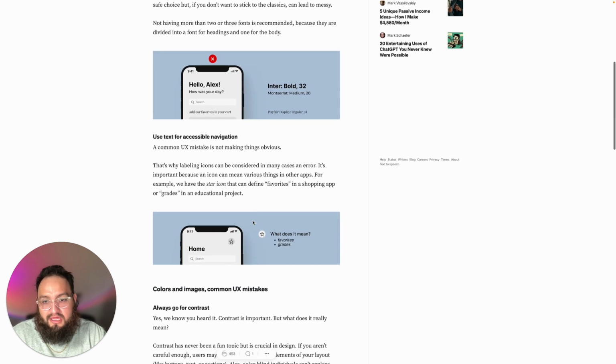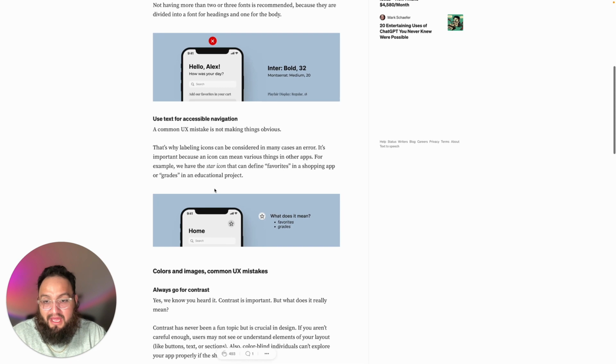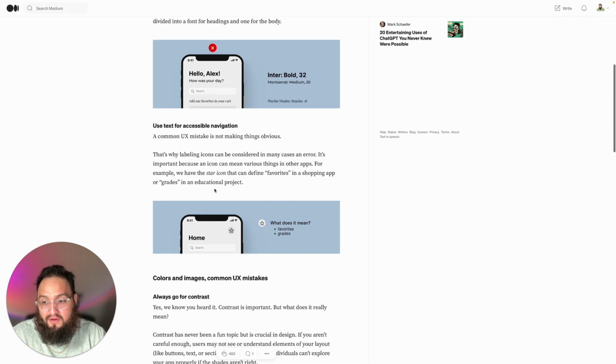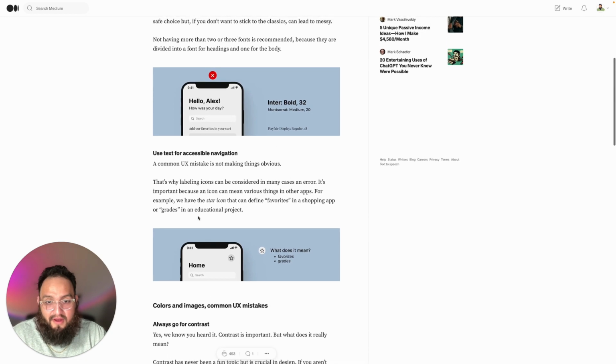The other thing that they talk about is not making things obvious. So sometimes using text to make accessibility of your UX or UI project is going to be very much warranted.